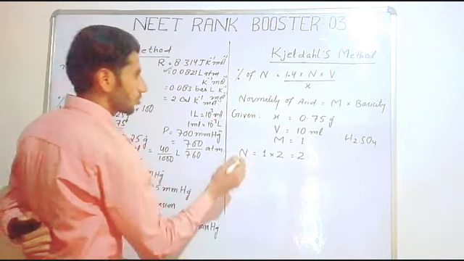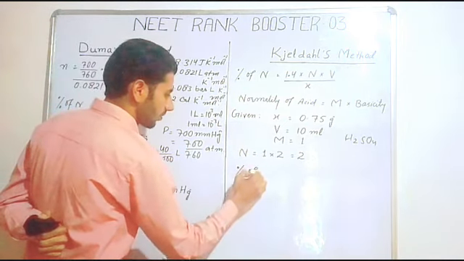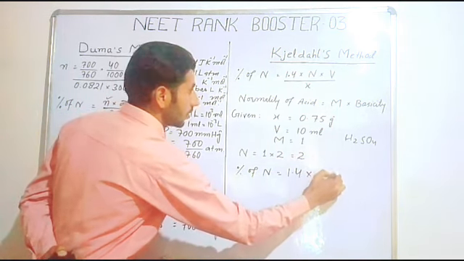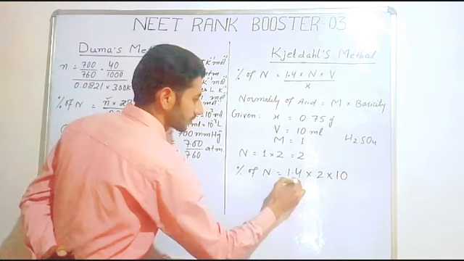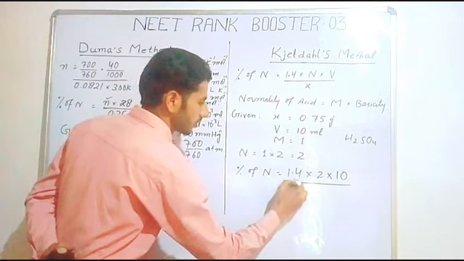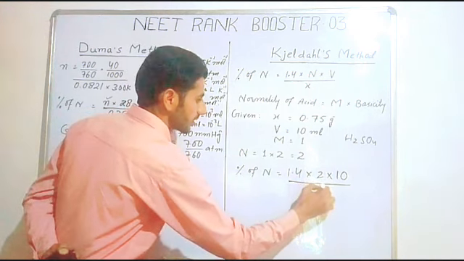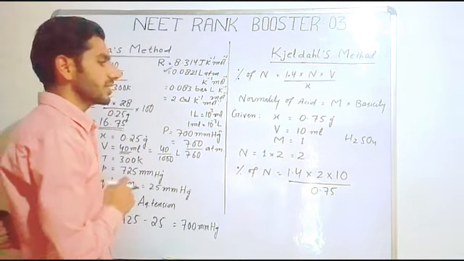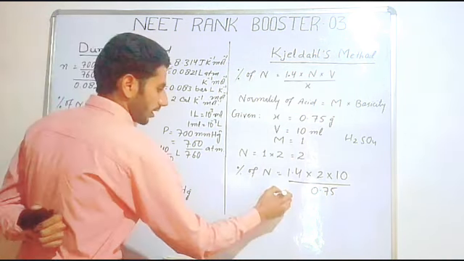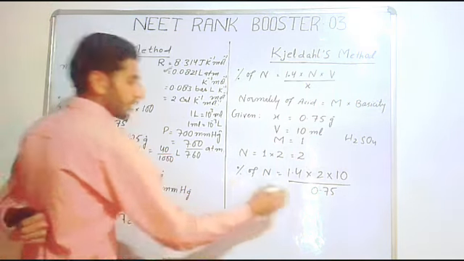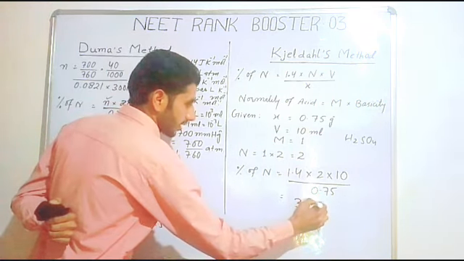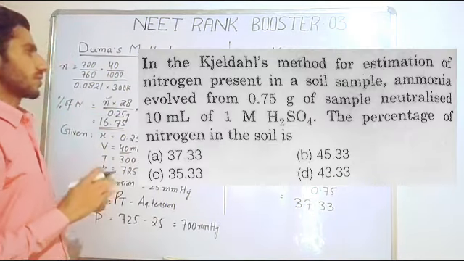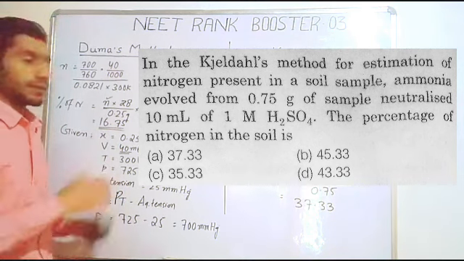So when you will substitute the values, so कैसे निकालेंगे यहाँ पे percentage of nitrogen, so it will be equal to 1.4 into normality, that's 2, into volume, that's 10, upon X is given the mass of the substance, that is 0.75 gram. So when you will solve this, you will get the percentage of nitrogen, and it will come out to be nearly 37.33. So that is the option number first is the correct. So ये दो formulas आपको यहाँ पे importantly याद रखने हैं.